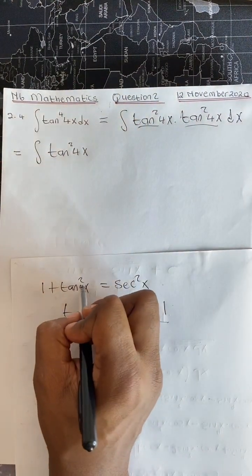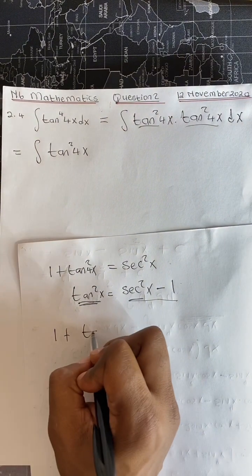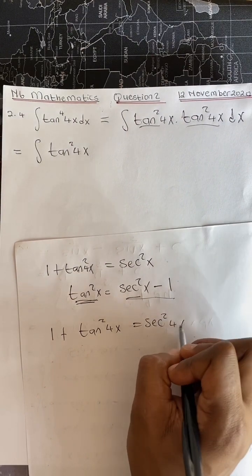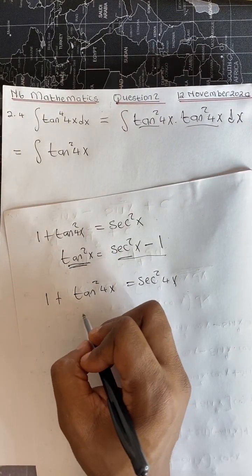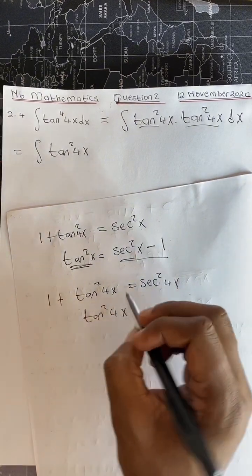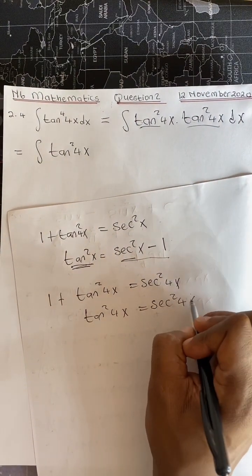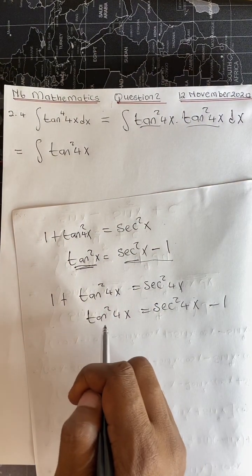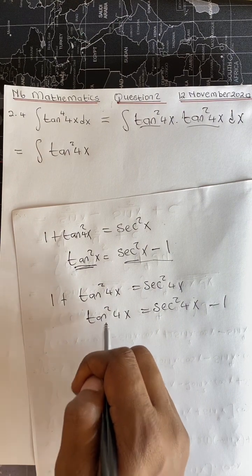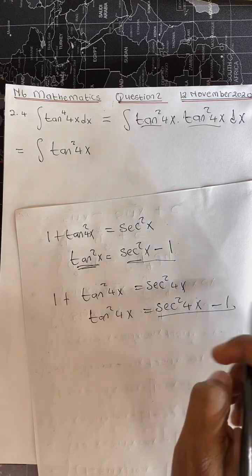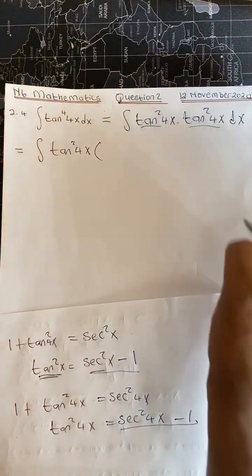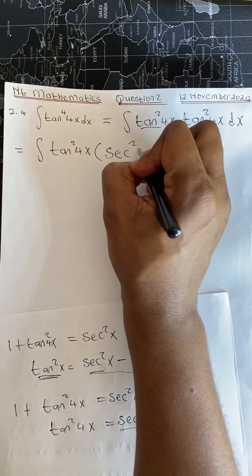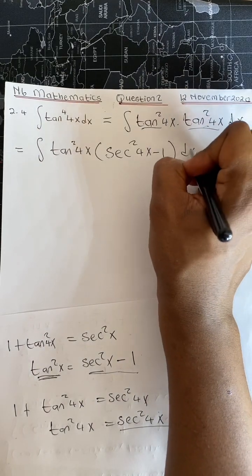Okay, but this is 4x, so we have 1 plus tan squared 4x is equal to sec squared 4x. So tan squared 4x is equal to sec squared 4x minus 1. So in the place of the tan squared 4x, we'll substitute sec squared 4x minus 1. We leave the first one, and we substitute it on the second one. So this will be sec squared 4x minus 1 dx.